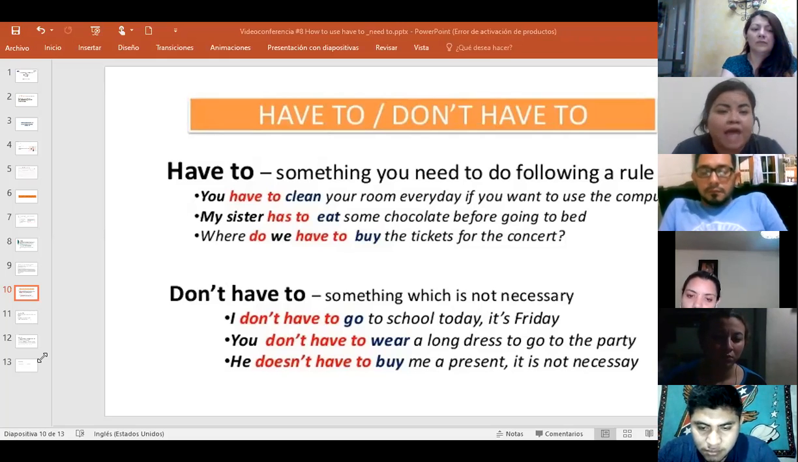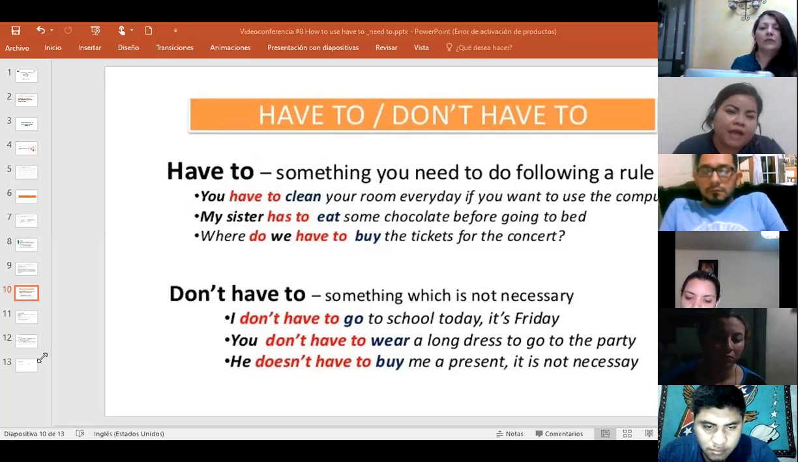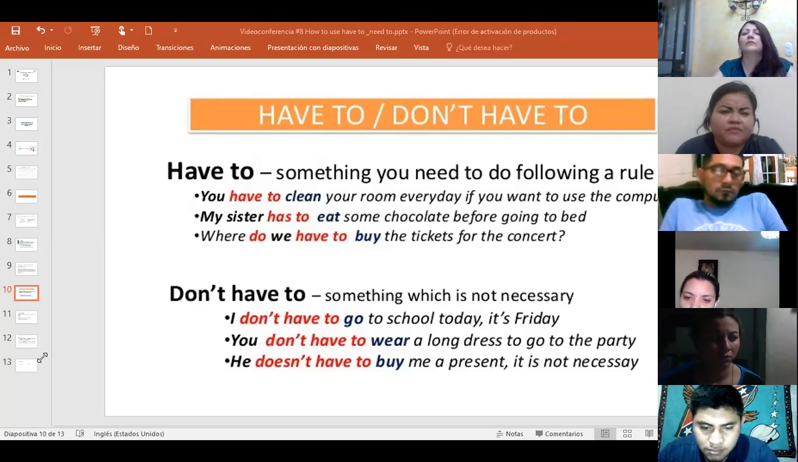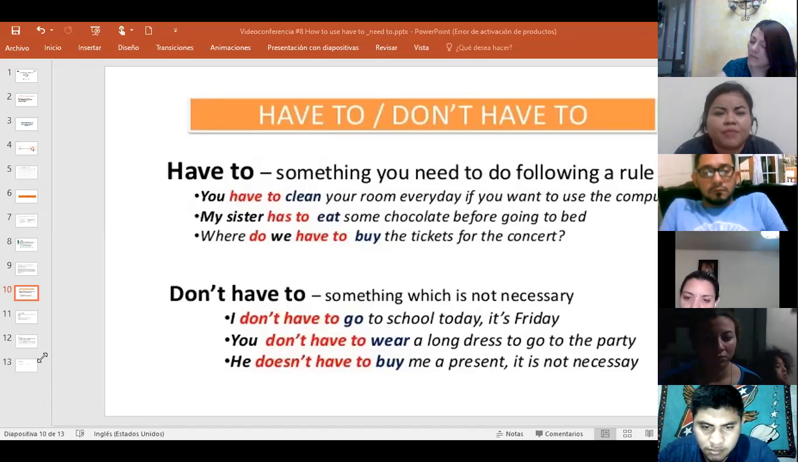When we use don't have to, it's for example, oh, when you go to the bank in the past, en el pasado, cuando iba al banco, decía, you have to turn off your cell phone. Right? You have to turn off your cell phone. Today, it's like, you don't have to turn off your cell phone. Al banco ya no le dicen nada, te apaga el teléfono, right? You don't have to turn off your cell phone. It's not a rule anymore. But in the past, it was a rule, right?